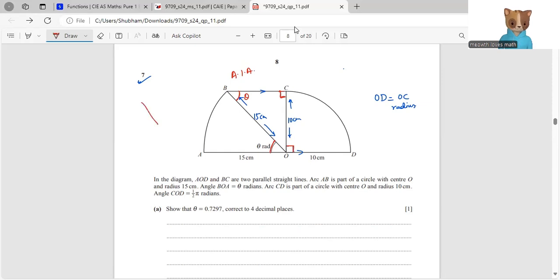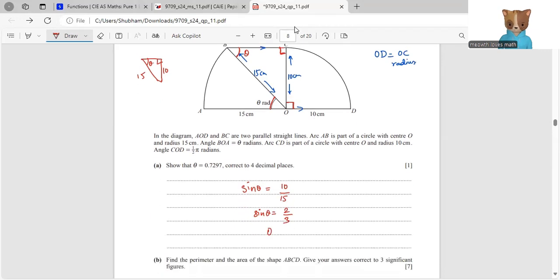So now in this triangle, this is 10, this is 15, and this is theta, and this is 90 over here. So we have hypotenuse and opposite to theta is given. So directly I can apply the ratio of sine theta, which is 10 over 15. And therefore, sine theta is equal to 2/3, and therefore theta is equal to sine inverse of 2/3, which is nothing but 0.7297. Up to 4 decimal places they had asked, so that's your answer.